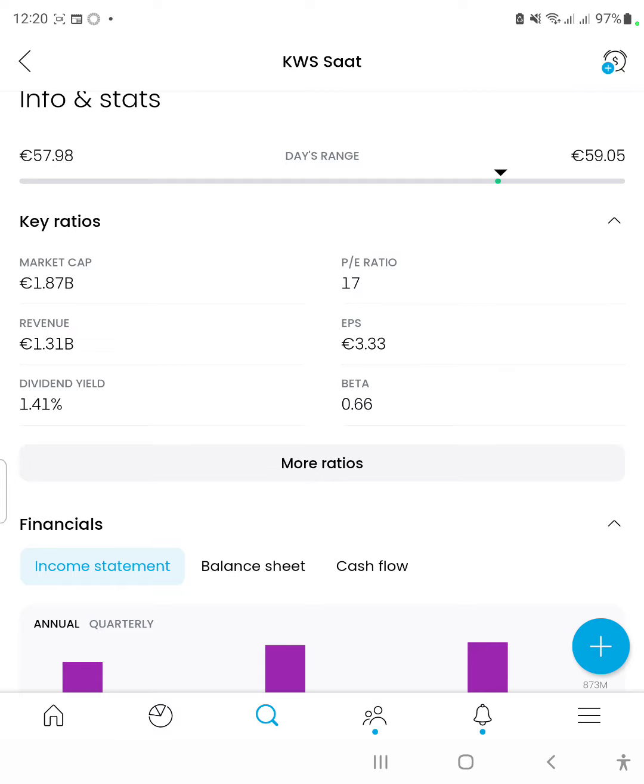And then we get the total earnings again, and then we divide it by 3.33 euros. And then the final figure is the PE ratio, which is 17.